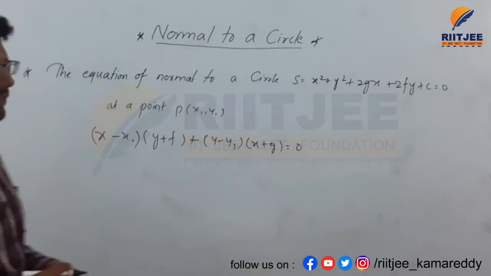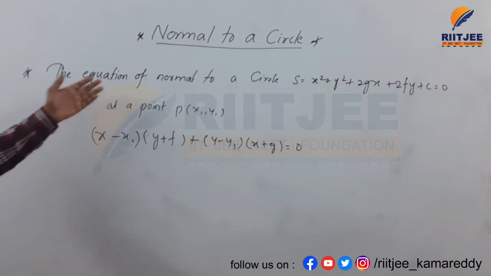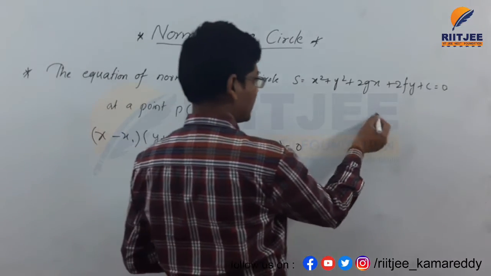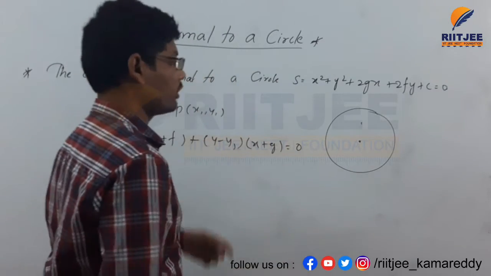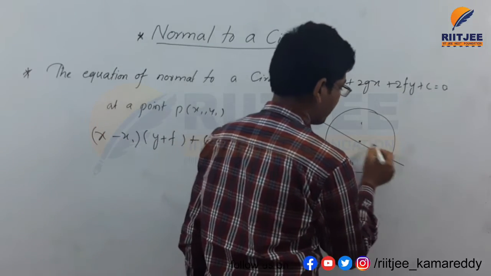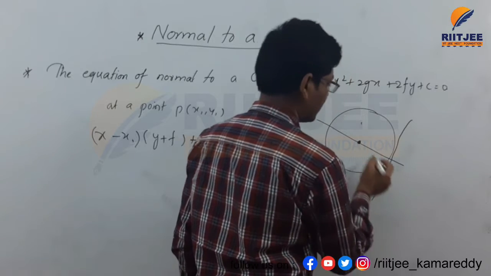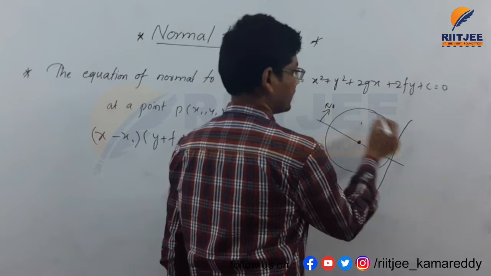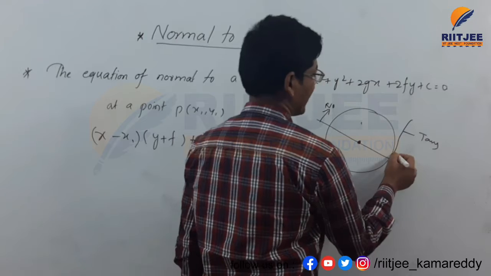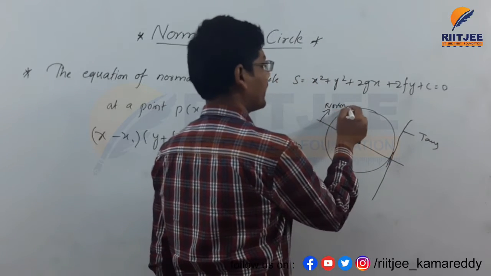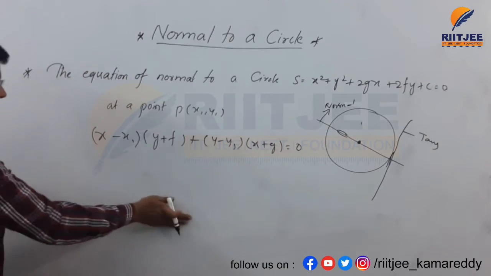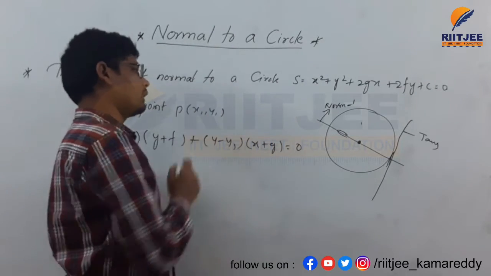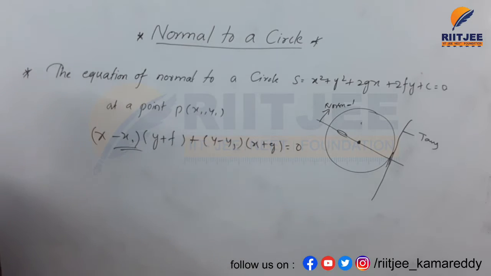This is the equation of a normal to the circle S equals 0. This is the normal here, this is the tangent. If you want to find the equation of this normal when the circle is in the form S equals 0 at point P, the normal form is like this.